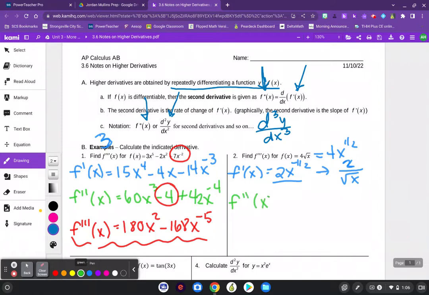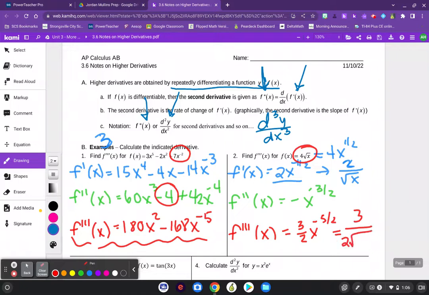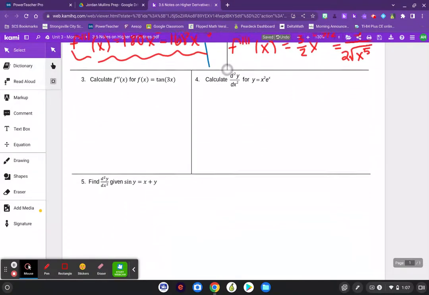All right, second derivative would be negative x to the negative 3/2. And then my third derivative, f triple prime, is going to be positive 3/2 x to the negative 5/2. And then because this was given in root form to start, I'll put this back in root form. I get 3 divided by 2, the square root of x to the 5th. All right, let's keep going.